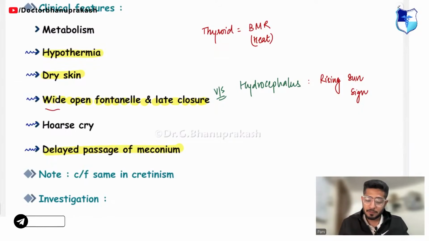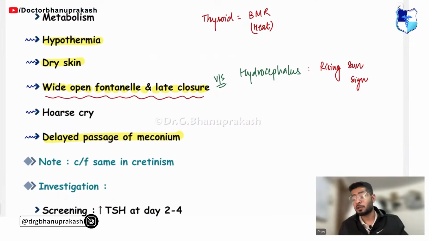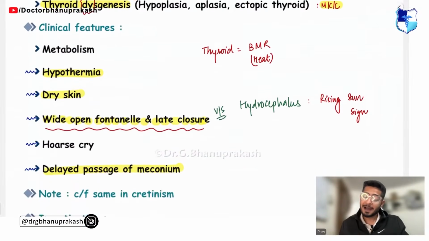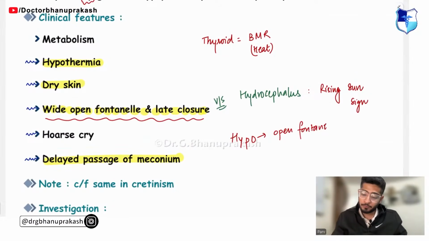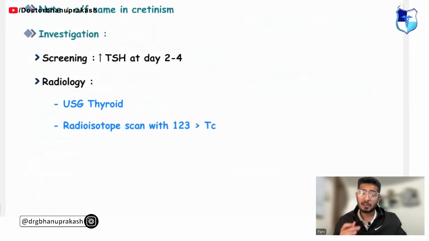This is important, a wide open fontanelle and late closure. It is seen in the case of hypothyroidism. O for open fontanelle. Versus hydrocephalus: in hydrocephalus, you will see a rising sun sign.